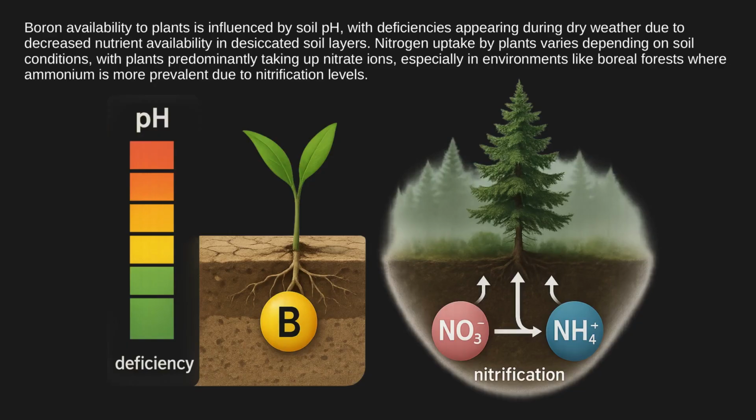Boron availability to plants is influenced by soil pH, with deficiencies appearing during dry weather due to decreased nutrient availability in desiccated soil layers. Nitrogen uptake by plants varies depending on soil conditions, with plants predominantly taking up nitrate ions, especially in environments like boreal forests where ammonium is more prevalent due to nitrification levels.